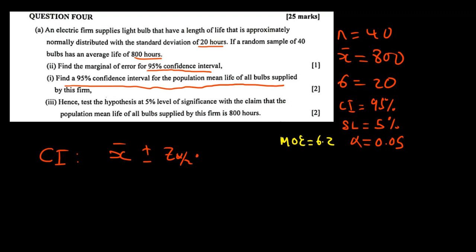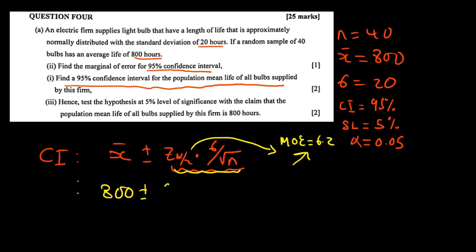In the second part, they are saying find a 95% confidence interval for the population mean of all bulbs supplied by the firm. A confidence interval about a mean is given as the mean plus or minus z at alpha divided by 2 multiplied by the standard deviation divided by the square root of n. This part here is what gave us the margin of error. So we say the mean, which is 800, plus or minus the margin of error, which we already know is 6.2.